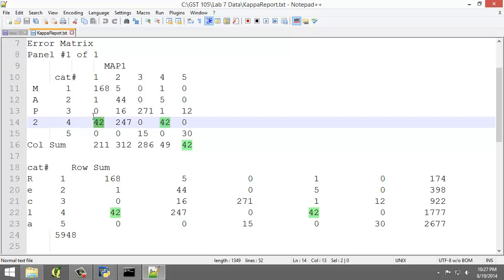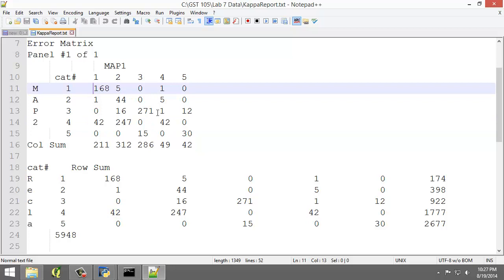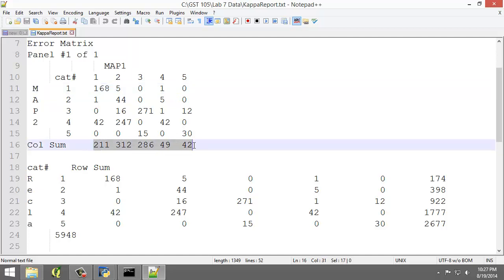If we sum the diagonal, so 168 plus 44 plus 271 plus 42 plus 30, there we go, we get 555, which represents the number of cells that were classified correctly. If we sum the row, we get 900, which represents the total number of reference cells. So those are the cells that are all considered to be correctly classified.